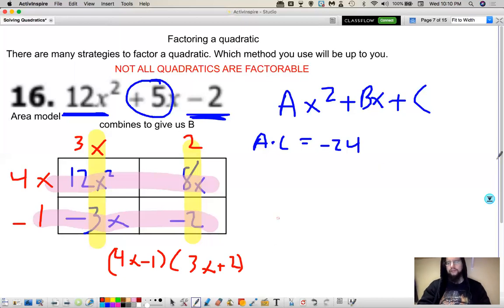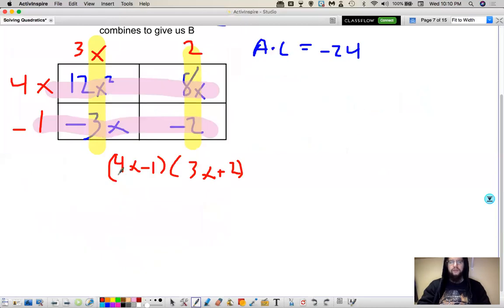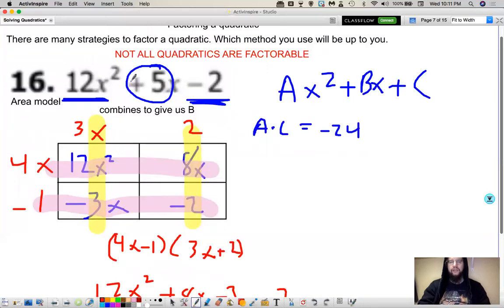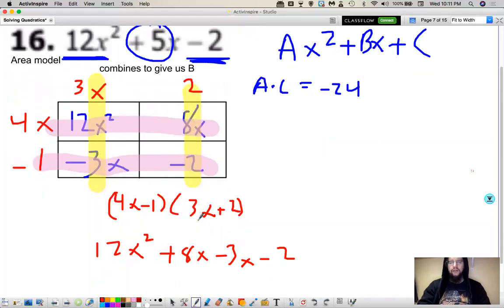You don't believe me? Let's check. 4 times 4, that's 12, x squared plus 8x. Then 4, I'm going to minus 1, minus 3x, minus 2. That combines to give me 5x, so I am indeed left with my original right here, 12x squared plus 5x minus 2. Right, 12x squared plus 5x minus 2. It worked. So you don't need to do this every time. I just did that to show you that, yes, it does indeed work. It gives us our factors.